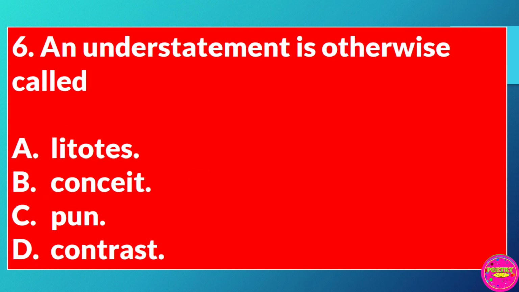Question 6. An understatement is otherwise called A. Littles, B. Conceit, C. Pun, D. Contrast. The correct answer to this question is A. Littles.